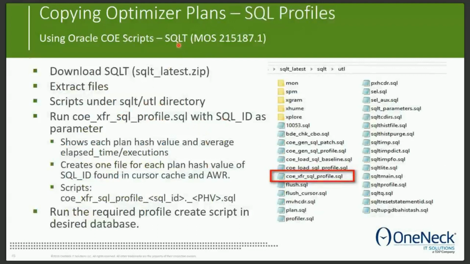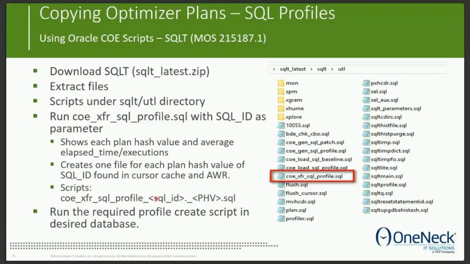So you go into SQLT. Everybody knows, especially if you're an EBS DBA, you will know SQLT or SQLT XPLAIN. It is My Oracle Support note 215187.1. So you download SQLT, and by default you will run the SQLT executable. But under the SQLT utl directory, there is a script called coe_xfer_sql_profile.sql. When you run that script and pass the SQL ID as a parameter, it will generate separate SQL statements for each plan hash value it finds for that SQL ID.